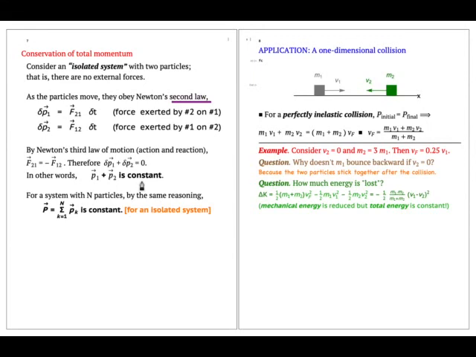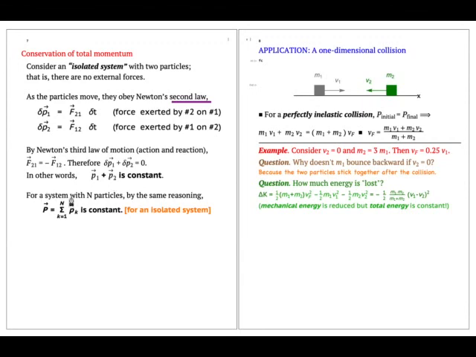If the momentum of particle 1 changes, the momentum of particle 2 must change by the same amount, but in the opposite direction. And so that means the total momentum of this two-particle system is constant, where what I mean by total momentum is the sum of the momenta of the two members of the system.